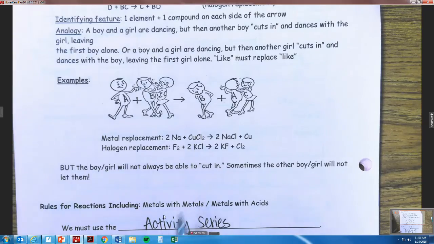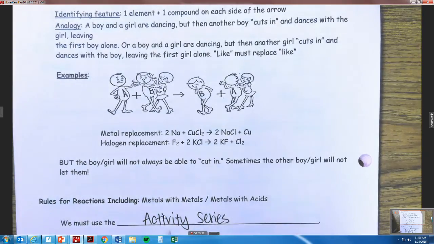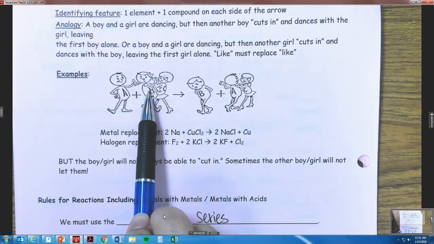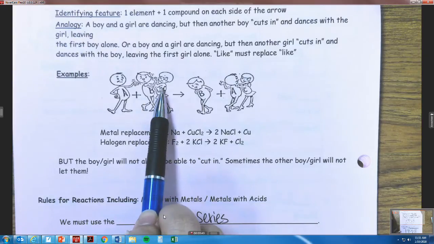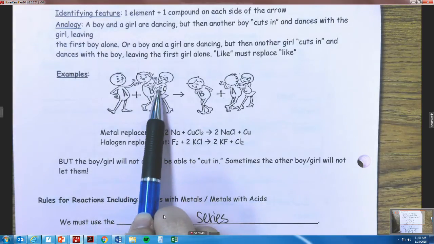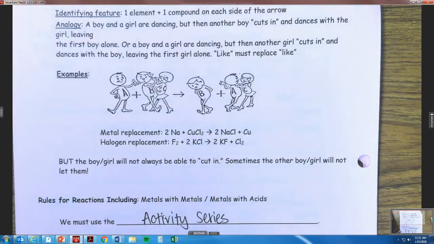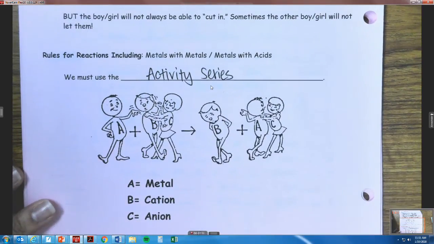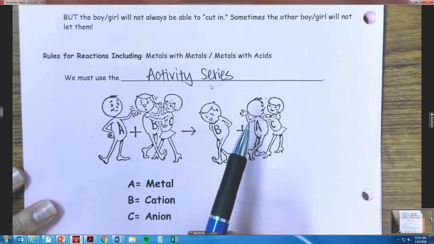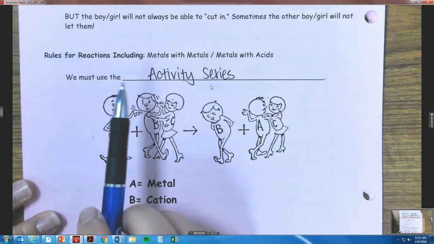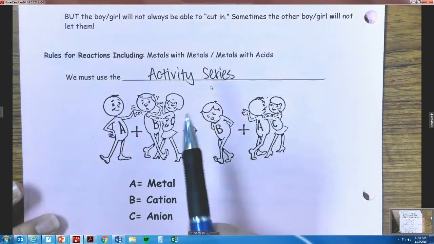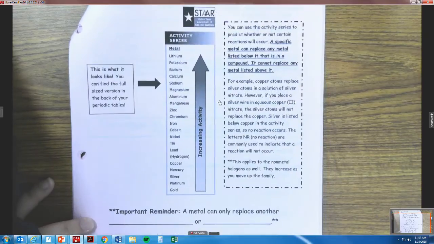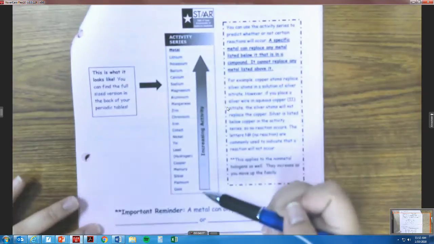Now, you do have exceptions. Just like in real life, if I was with my boyfriend, I'm not always going to want to switch partners. I may want to keep dancing with my boyfriend. So we're going to have rules for reactions because, again, we are not always going to be switching partners. We have to use the activity series. Your activity series is actually on the back of your periodic table, and this is what it looks like.